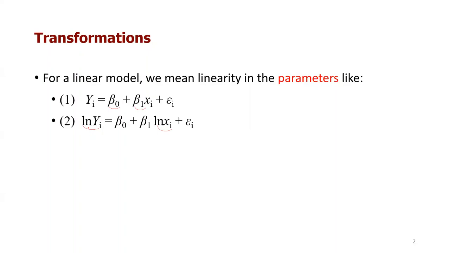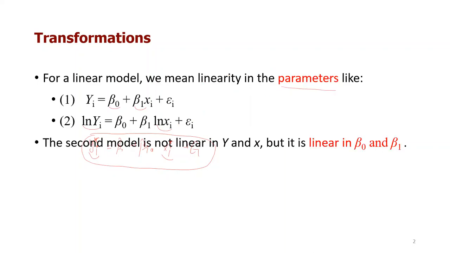What you can do is, instead of ln of y, just call this, let's say, yi star, and ln of xi, xi star. It's equal to beta 0 plus beta 1 times xi star plus epsilon i. Then you have two variables, yi star and xi star, and the rest is the same, right? So you have a linear model. What we mean by linearity is in terms of parameters, not in terms of the variables.